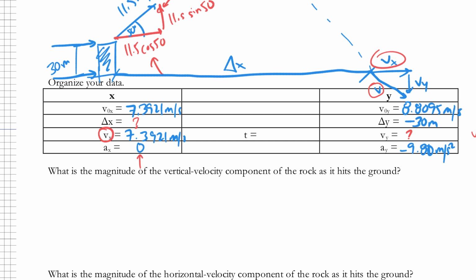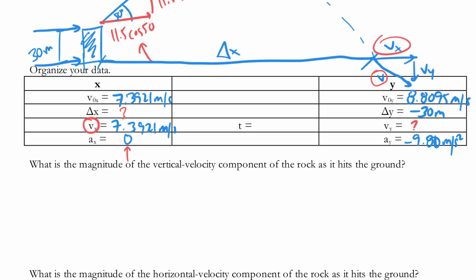The first thing we're going to do here, we're just going to go little by little. Magnitude of the vertical velocity component of the rock as it hits the ground. So I am looking for V sub Y, the final velocity in the Y direction. It says the magnitude, so whatever number we get, we're going to make it positive, regardless of what it is. Because we don't have time, my inclination is to do Vy squared equals V naught Y squared plus 2A delta Y. I might have done this differently on the key, I don't remember.